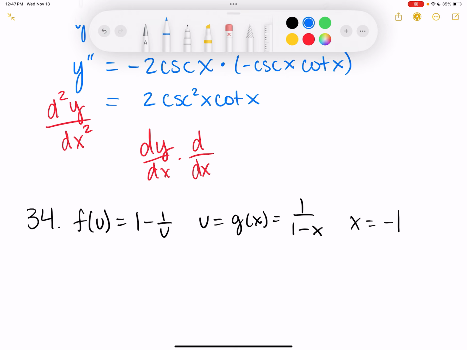Alright. I'm just going to treat this as y here just for the sake of notation. So y prime equals, what's the derivative of this? Negative 1? No, 2, maybe negative u to the negative 2. What happens when you take the derivative? Positive. Yep. U to the negative 2. What is the derivative of u?